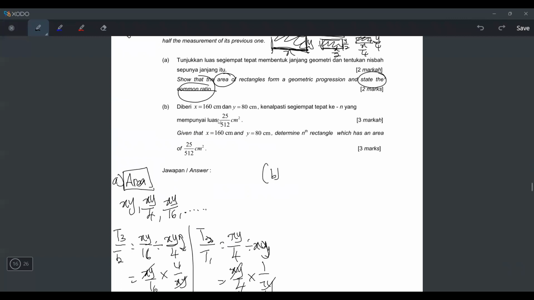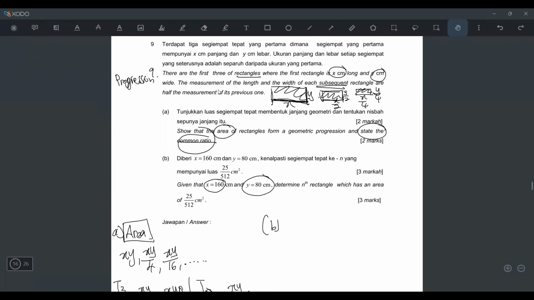Okay, does B have any connection to A? Let's read. Given that x is 160, y is 80. Okay, this is definitely still talking about the same story.